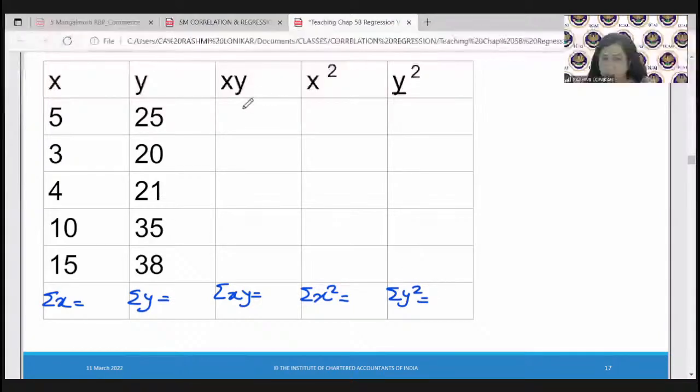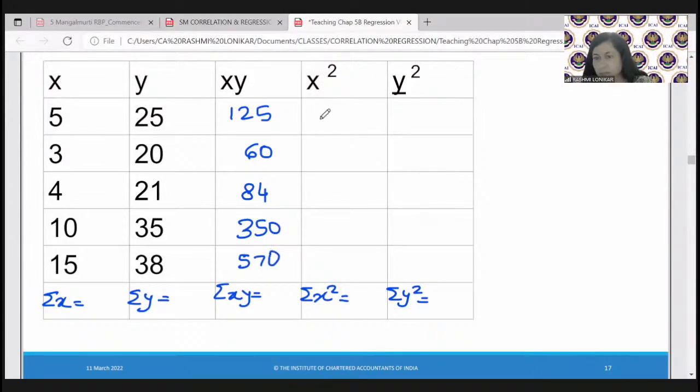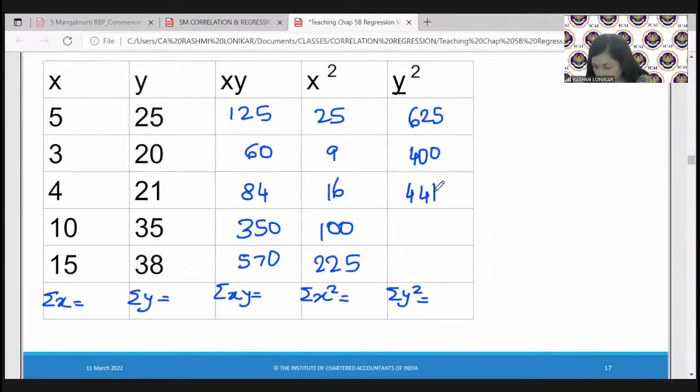Okay, this is 125. 3 20s are 60. 4 21s are 84. This is 350, and 15 into 38 is 570. X square: 5 square is 25, 3 square is 9, 4 square is 16, 10 square is 100, 15 square is 225. Y square: 25 square is 625, 20 square is 400, 21 square is 441, 35 square is 1225, and 38 square is 1444. Okay, please tell me the answer for these summations.